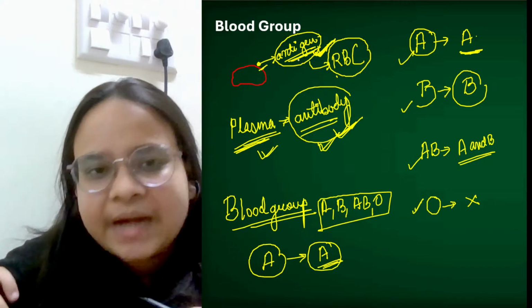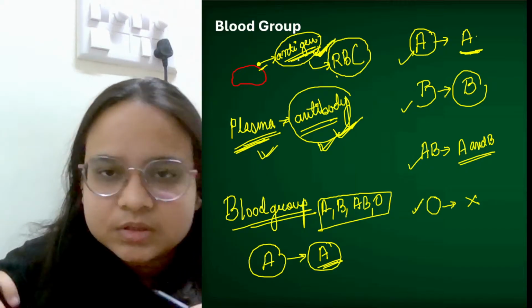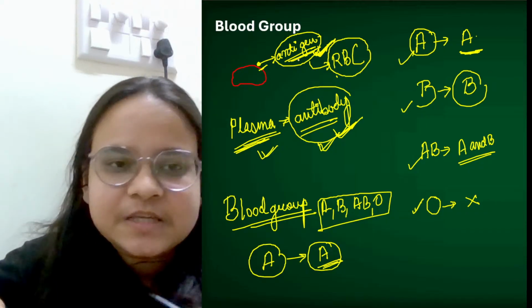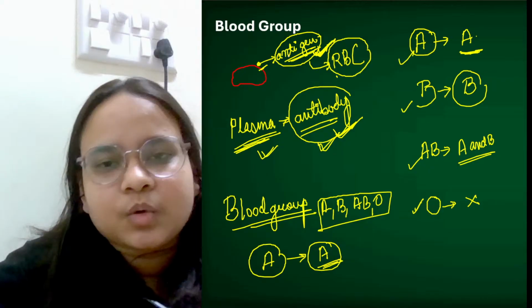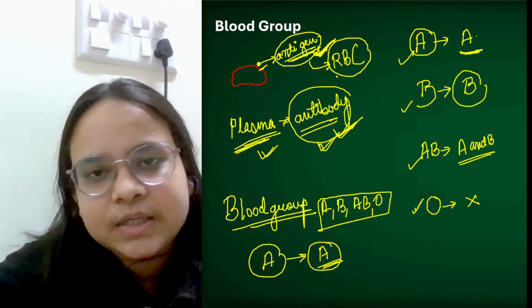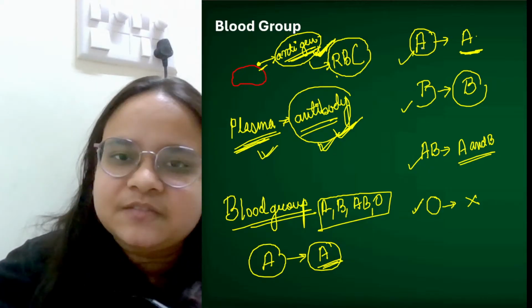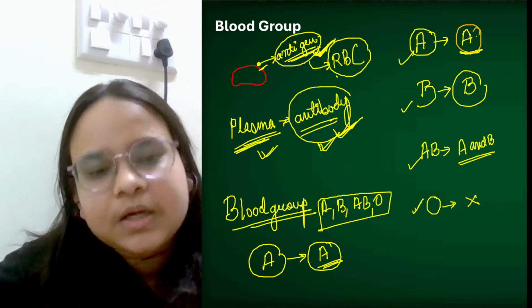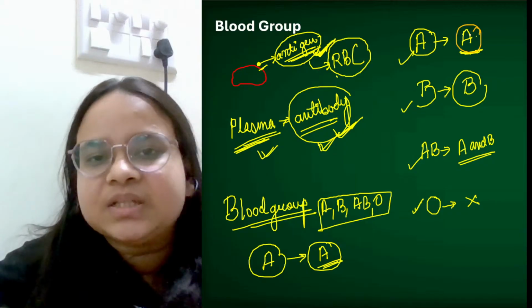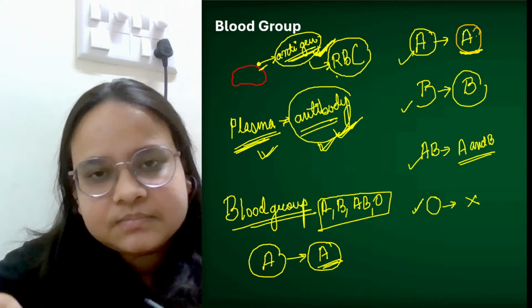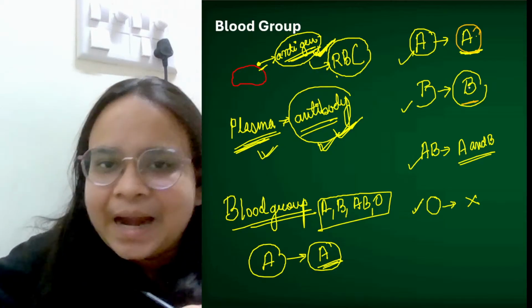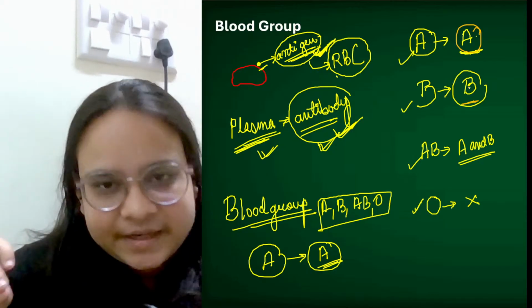Now whichever antigen is present on our RBC, our blood group is defined on that basis. Suppose somebody is having A antigen over the surface of his or her RBC, then the person will belong to the blood group of A. Similarly, if somebody is having antigen B over the surface of the RBCs, then the person will fall under the category of blood group B. So our blood group is defined by the antigen.